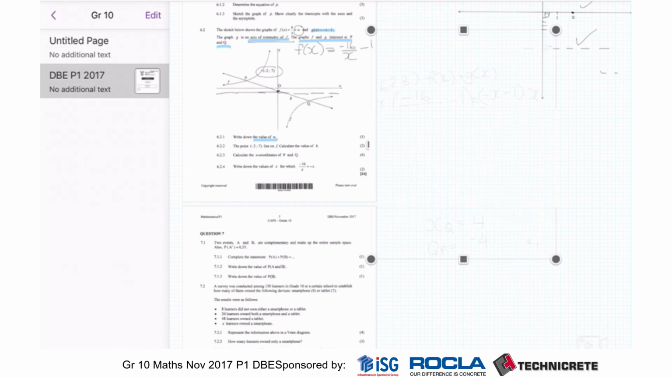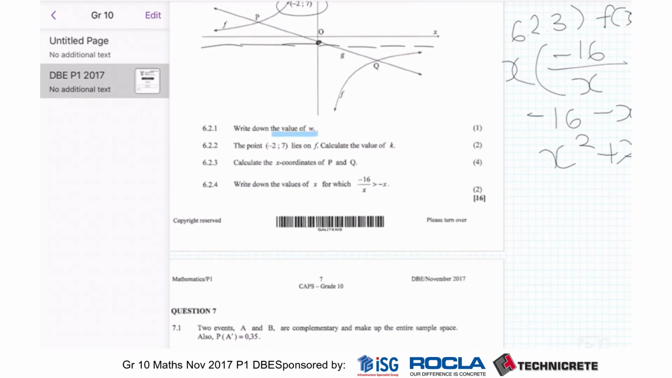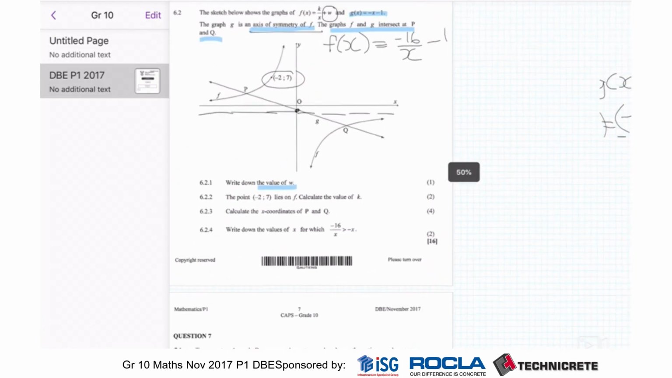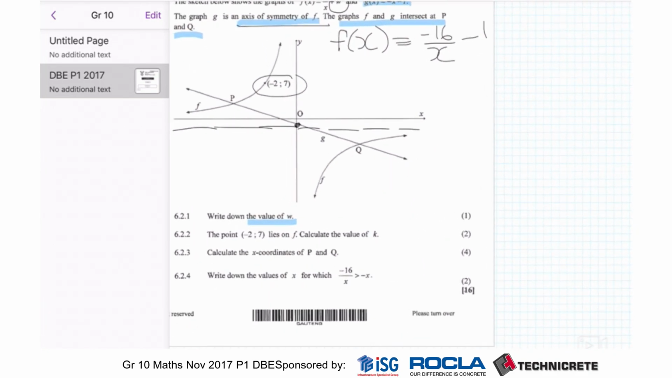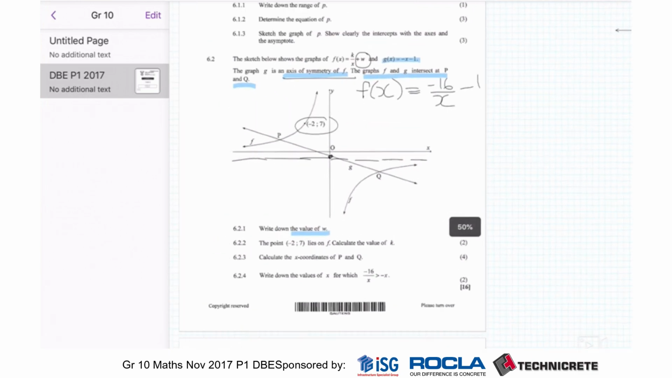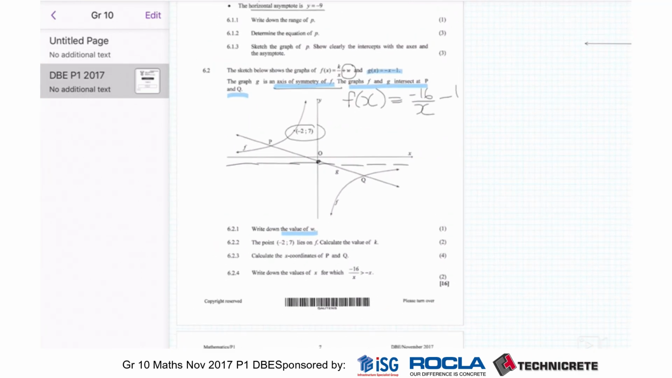Next question says write down the value of x for which -16 over x is greater than -x. So essentially we want to look at those points where that graph is greater than negative x, and the points at which we can see. So we said Q is 4 and we said this was -4.